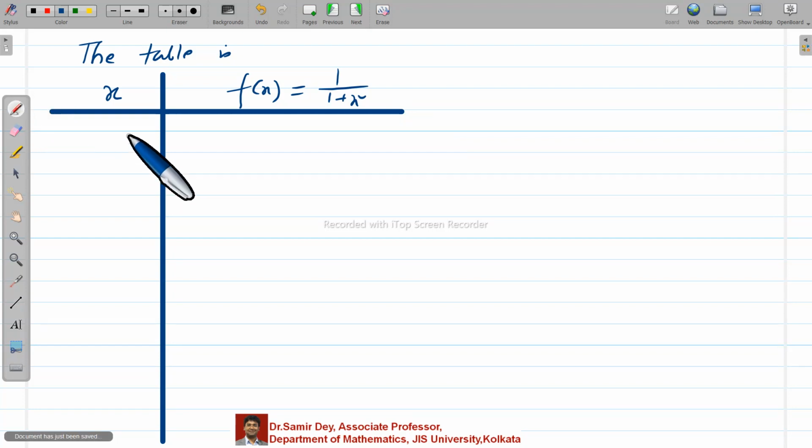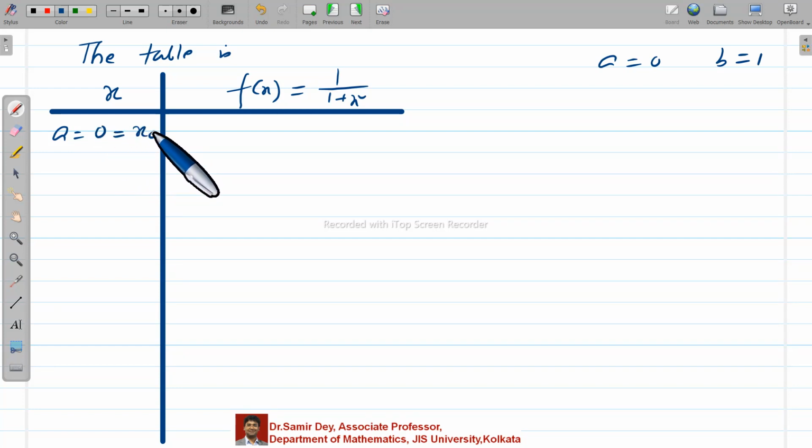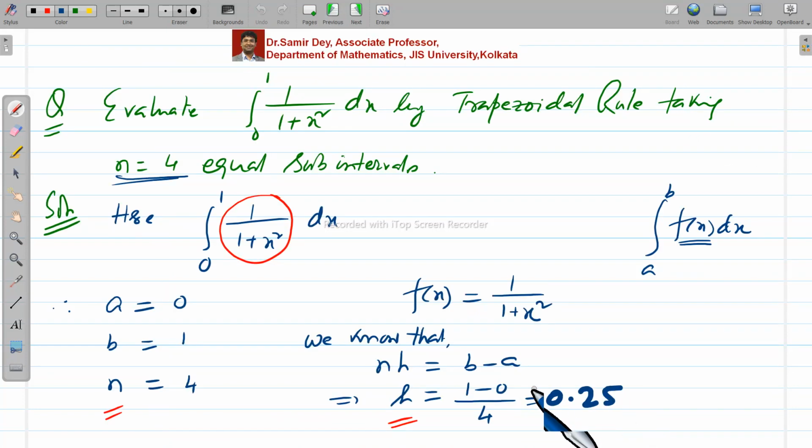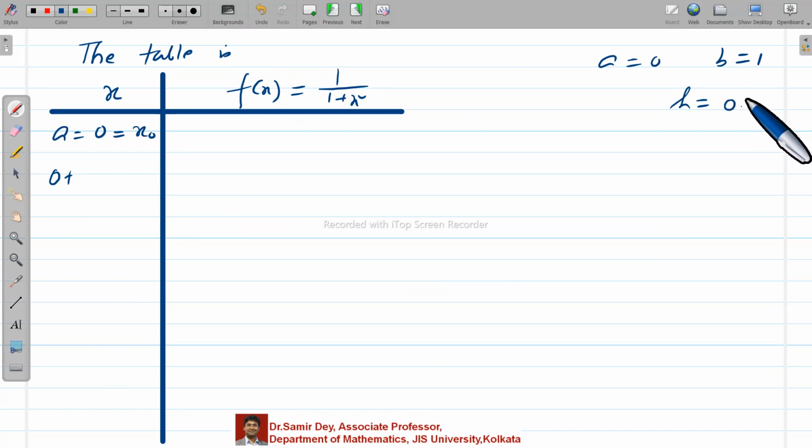Now, what is your starting point? Your a is equal to 0 and b is equal to 1. So here a is equal to 0, which is your x0. Okay, is it clear? Now your x1 is equal to what? 0 plus h. H equals how much? From the previous calculation, h equals 0.25. So you write 0.25, it is coming 0.25. Is it clear?